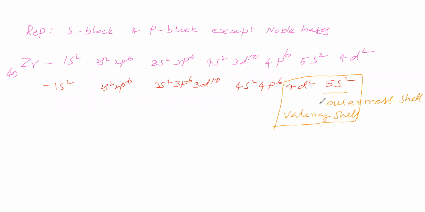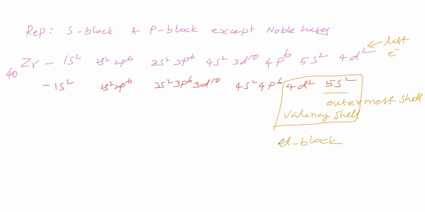Valence shell configuration and outermost shell configuration are not equal. Therefore, we need not talk about representative elements. For representative elements, the first condition is that valence shell configuration is equal to outermost shell configuration. That is not equal here, so why say representative elements? It is not a representative element. Next, in this zirconium, the last electron goes to 4d, a d orbital. Therefore, this element comes under d block elements.